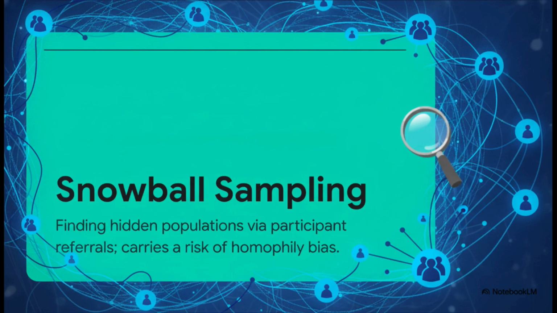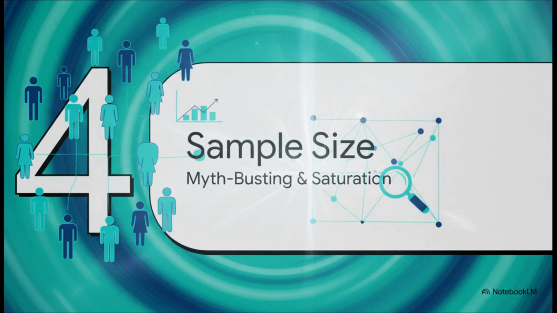But you really have to be careful. Because people tend to refer friends who are just like them, this carries a massive risk of homophily bias. Basically, birds of a feather flock together, meaning you might only get one single perspective. To mitigate this, you absolutely must strategically start with multiple, highly diverse initial seeds to spread those referral chains out as much as possible. Okay, moving on to Section 4, determining sample size.